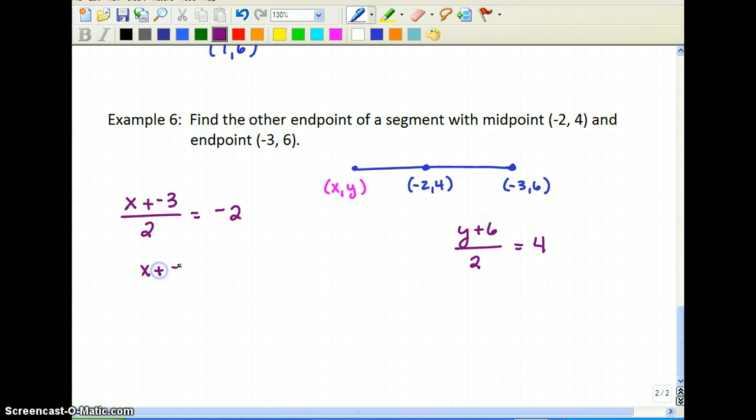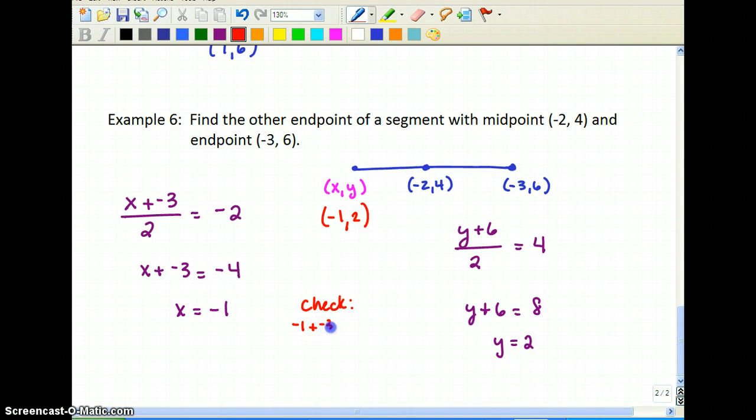Multiply both sides by 2, add 3, so x must be -1. Multiply both sides by 2 and get 8, subtract 6 and get 2. So this point must be -1, 2. Now I would encourage you to check that to make sure that this is the right midpoint. So if we were going to check this, we would say -1 plus -3 over 2, and 2 plus 6 over 2. That's -4 over 2, and 8 over 2. That's -2 and 4. So that checks.